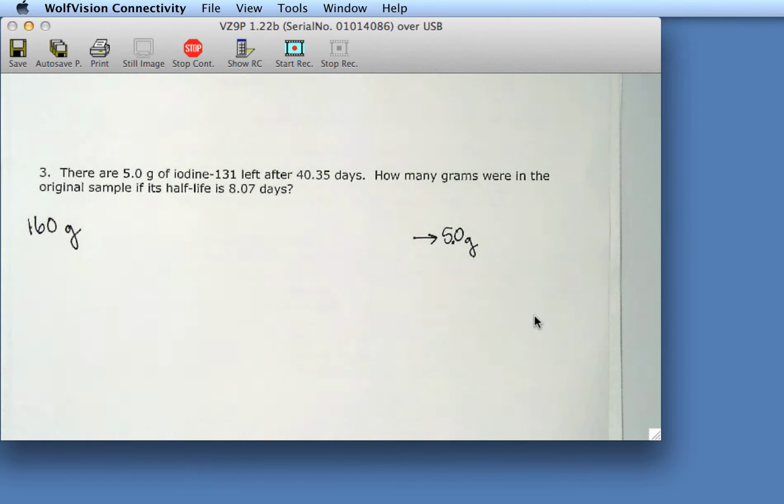So you're just adding 8.07, all the way up to 40. Right. So you're just doing the exact opposite of what we did.